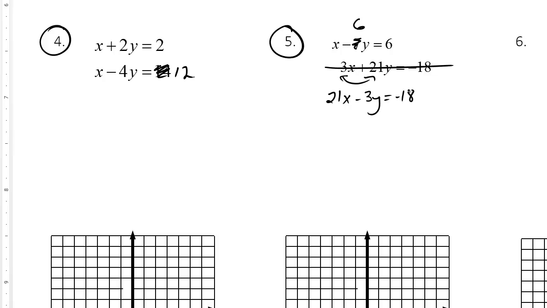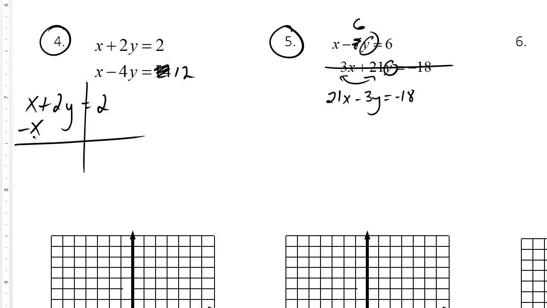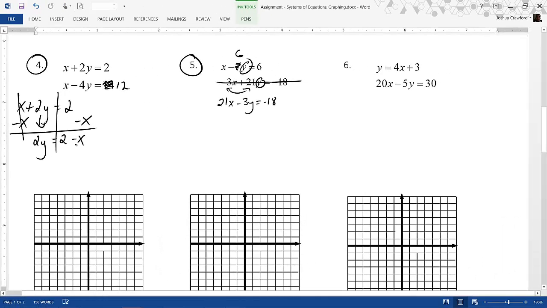Now with 4 and 5, we need to solve for y. So let's go ahead and do that. So we have x plus 2y equals 2. And the first step we do for solving for y is move the x over. So we're going to subtract x from both sides since x is positive. Bring down your 2y, and that will be 2y equals 2 minus x.